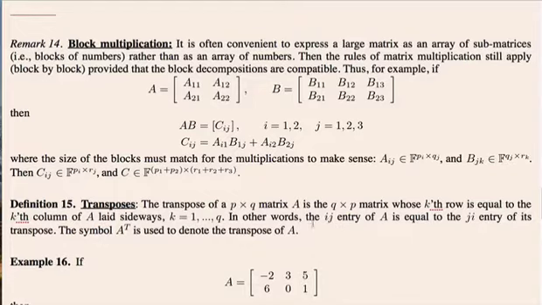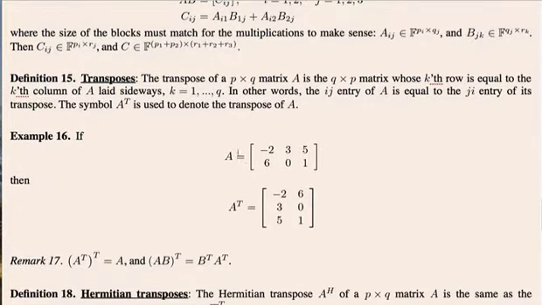So you can also say that the ij entry of A equals the ji entry of its transpose. And we use this A superscript T for the transpose notation. For example, if you have a matrix which is 2 by 3 matrix, then the transpose will be a 3 by 2 matrix, and the first row becomes the first column, the second row becomes the second column.